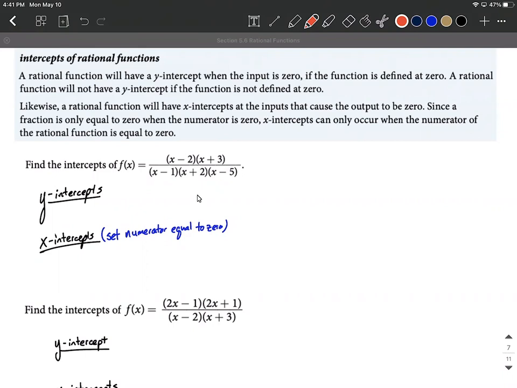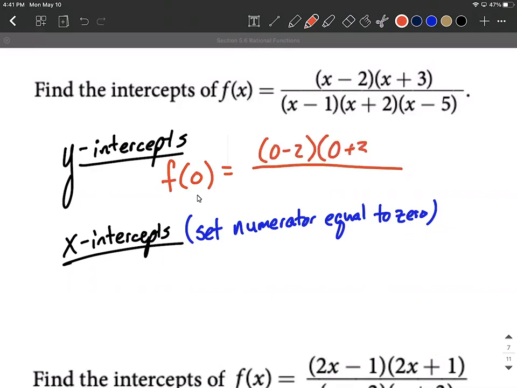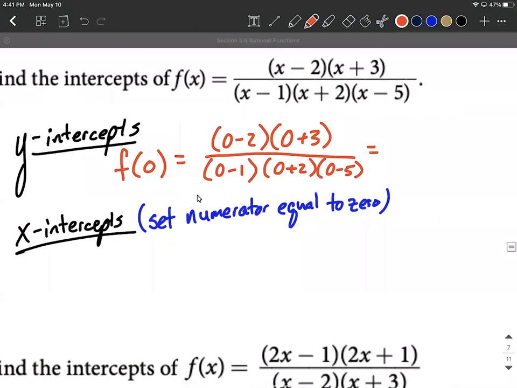So let's run through a couple quick problems on this. We have a factored rational function given to us. If we want to find the y-intercept, remember, y-intercepts occur when x equals 0. So we're going to plug in 0 for each one of our x's. So this will be (0 minus 2) times (0 plus 3) over (0 minus 1) times (0 plus 2) times (0 minus 5). From here, it's just a matter of simplifying down.